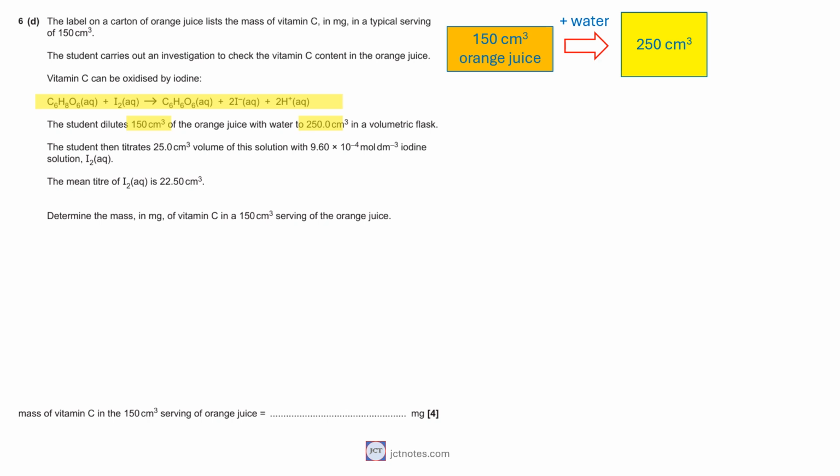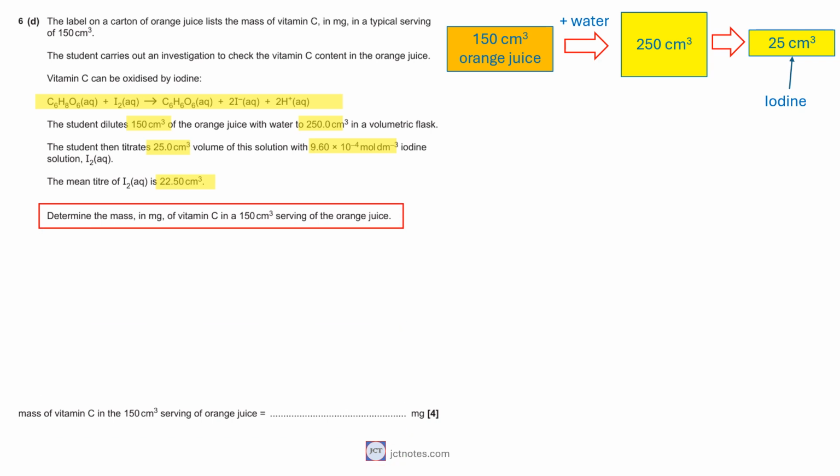The student dilutes 150 cubic centimeters of the orange juice with water to 250 cubic centimeters in a volumetric flask. The student then titrates a 25 cubic centimeters volume of the solution with 9.6 times 10 to the power of minus 4 mole per cubic decimeter iodine solution. The mean titer of iodine is 22.50 cubic centimeters. We are asked for the mass, in milligrams, of vitamin C in a 150 cubic centimeters serving of the orange juice.